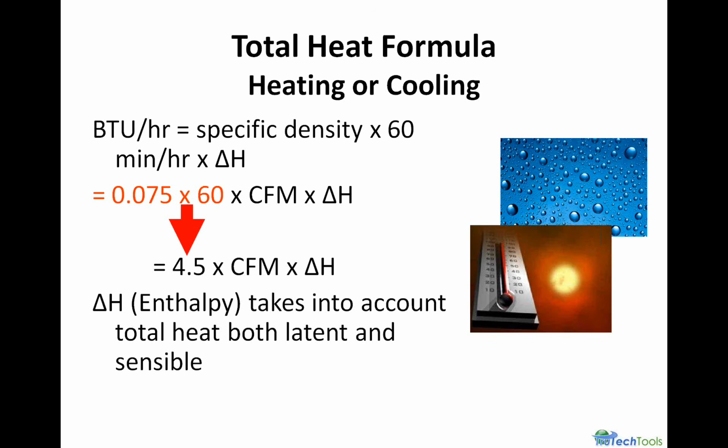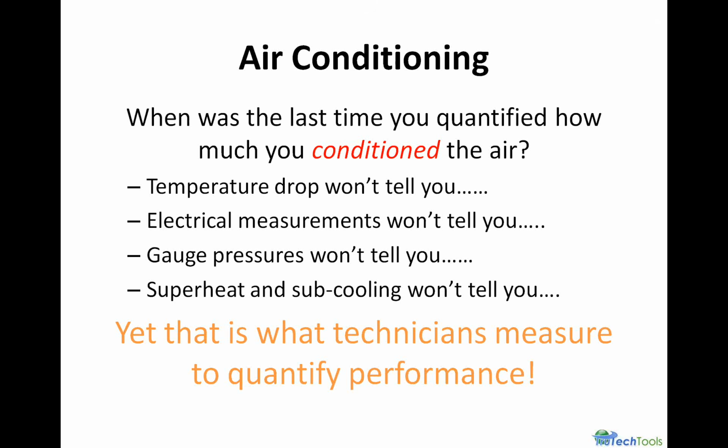So basically, the specific density of air is 0.075 pounds per cubic foot. Now I'll show you that in a slide coming up here. Times 60 minutes per hour, times our CFM, times our change in enthalpy. And enthalpy just takes into account total heat, both latent and sensible. So enthalpy is just a measure of total heat energy. Same formula, just now revised for air conditioning.